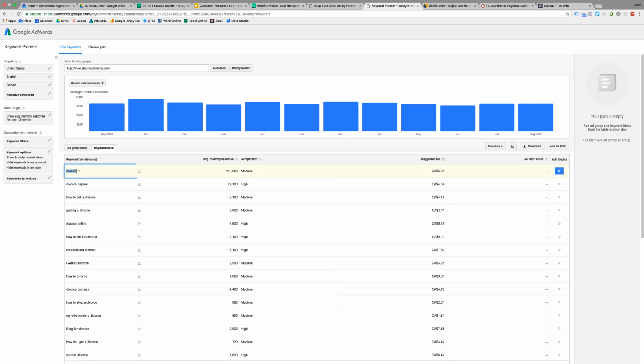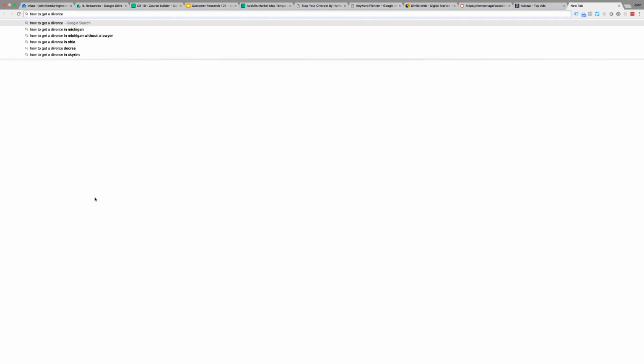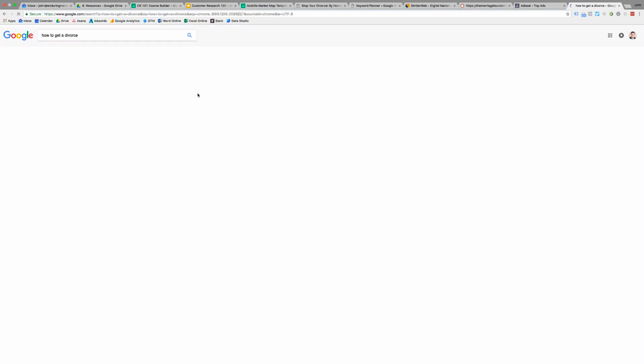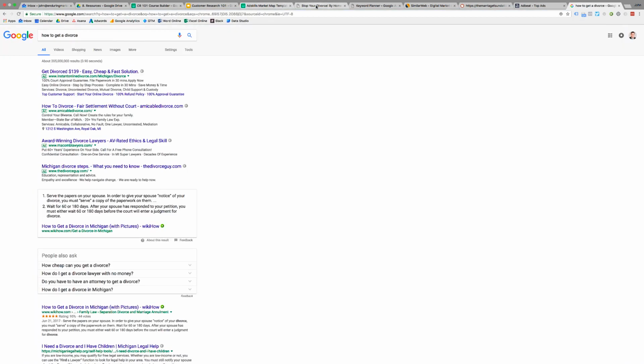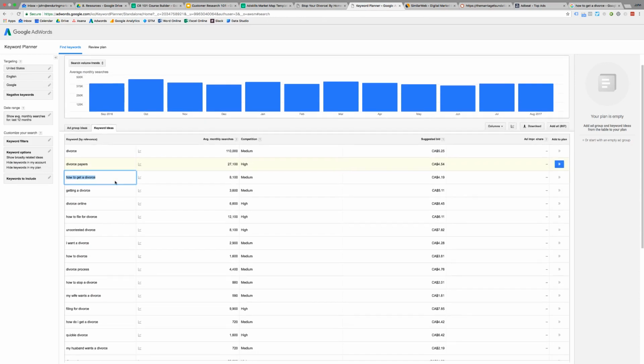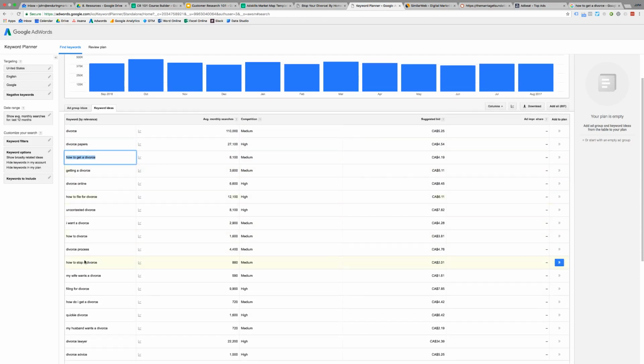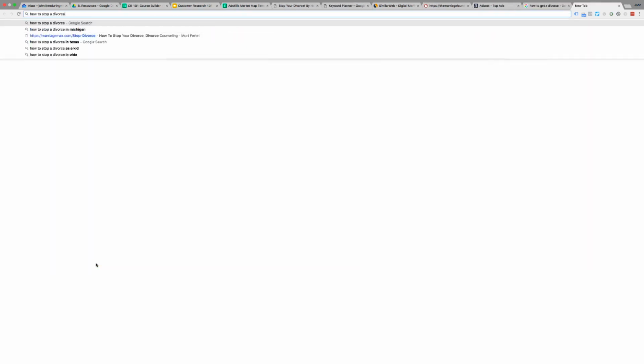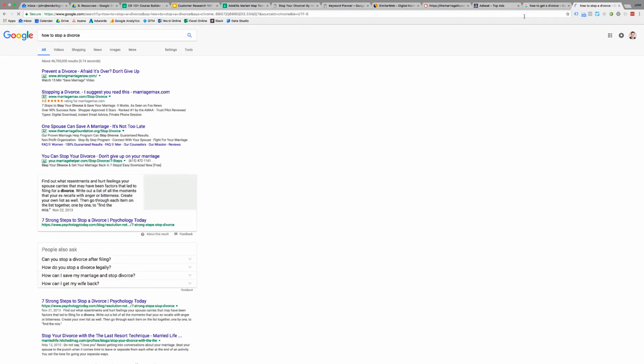This is going to be indirect competition, particularly with this keyword. So I want to look at who the indirect competitors are, people who are making money advertising on these terms. But then also something that's very similar: how to stop a divorce. This is more in line, this is more direct competition. So this is where I'll start my research process.